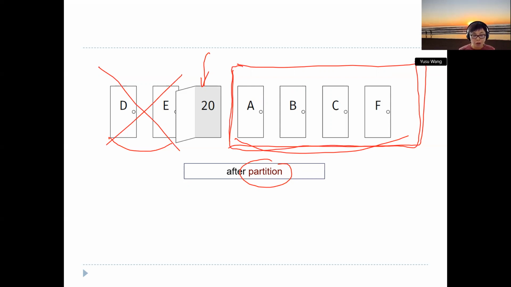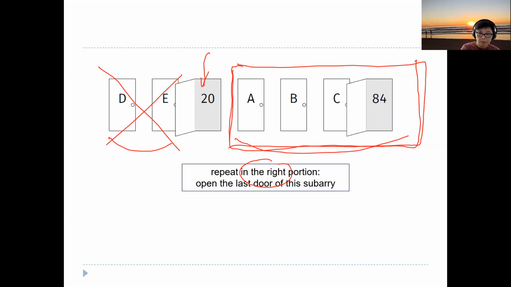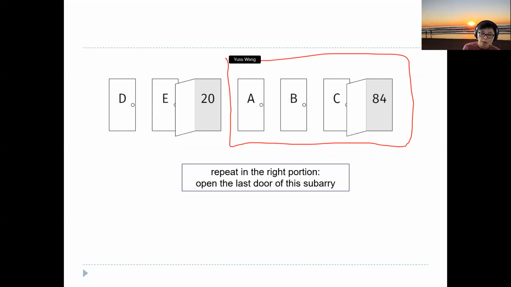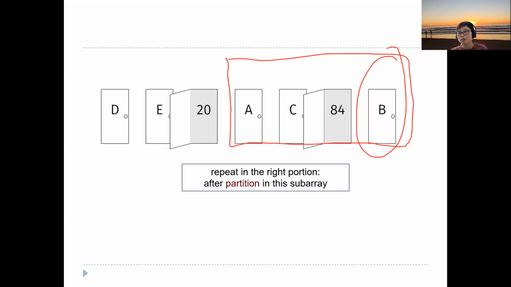Okay, so what do I do with the right part? I repeat. Let's say that I still do the same strategy. Again, within the right part, let me open the last door. That's my strategy, okay? So I open the last door. Again, I ask my oracle, please do the partition operation for me.